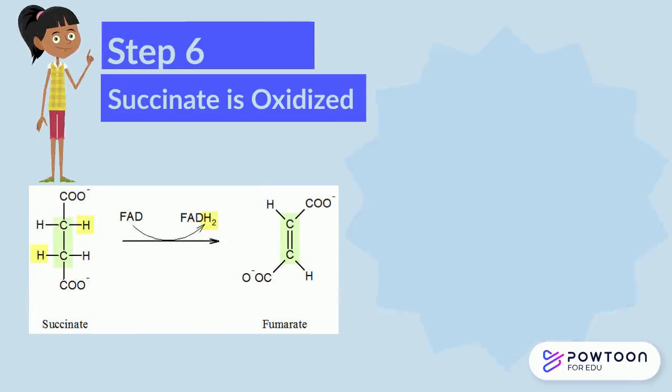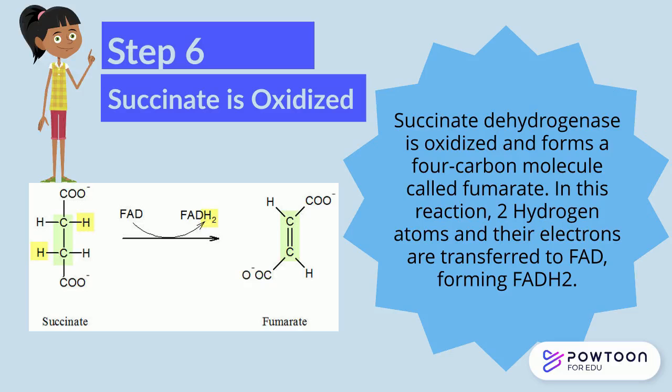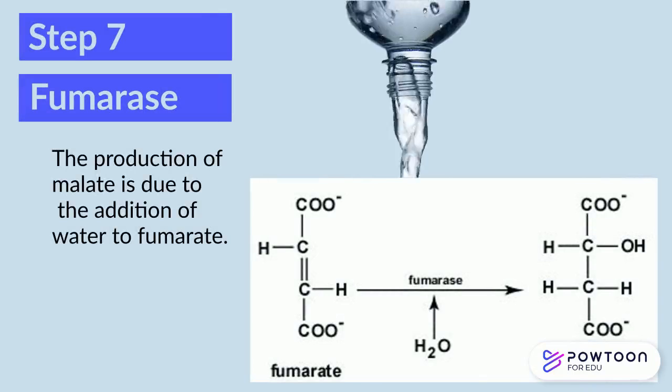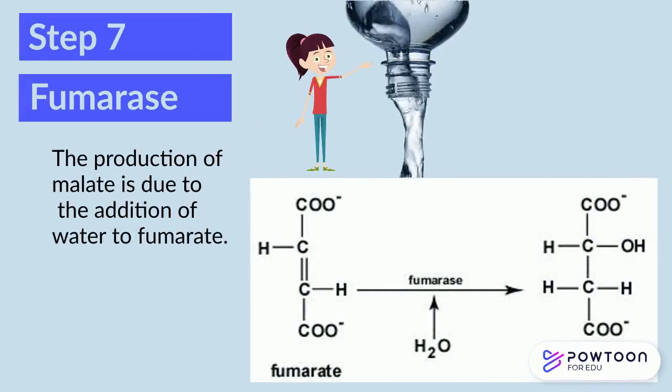In step 6, succinate dehydrogenase oxidizes succinate and forms a 4-carbon molecule called fumarate. In this reaction, 2 hydrogen atoms and their electrons are transferred to FAD, forming FADH2. In step 7, the production of malate is due to the addition of water to fumarate.